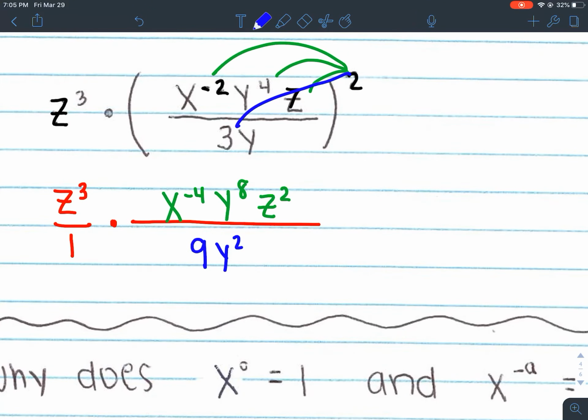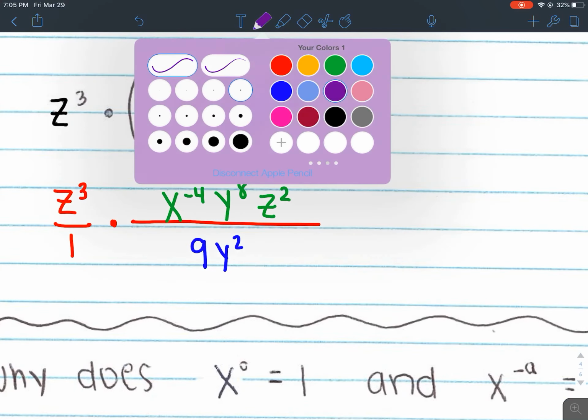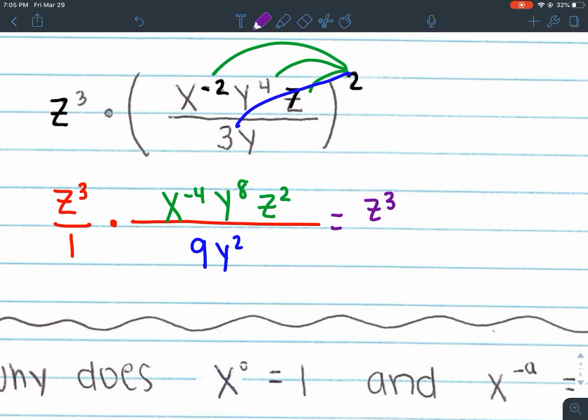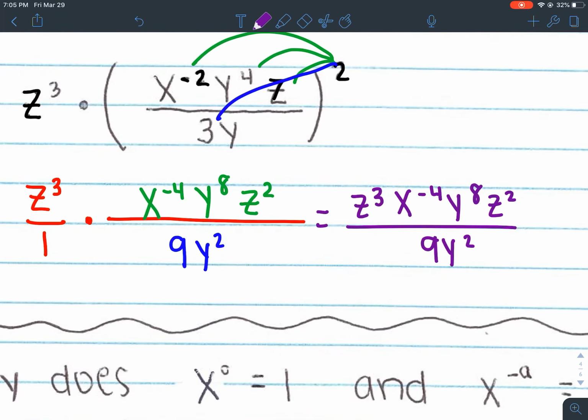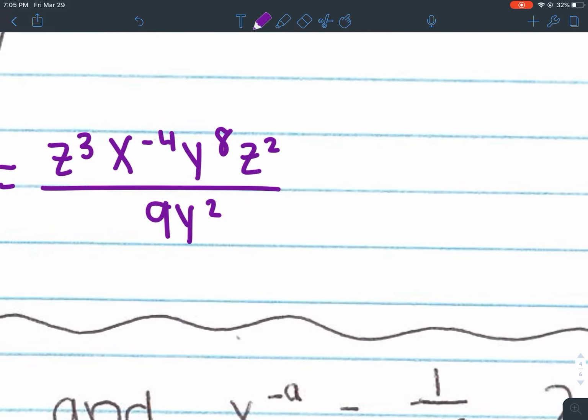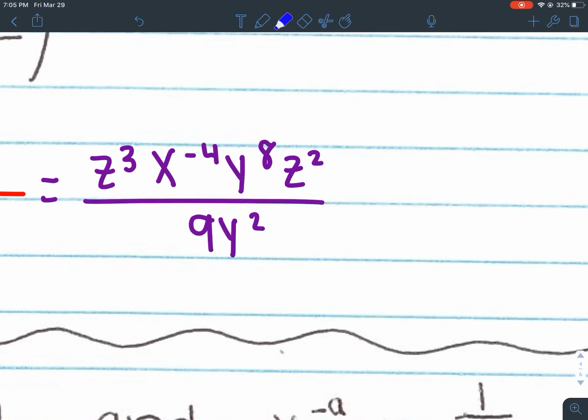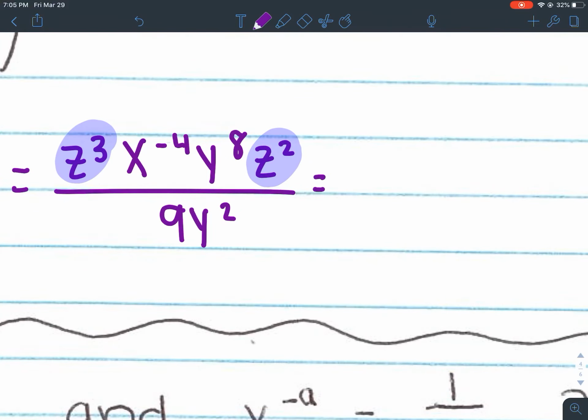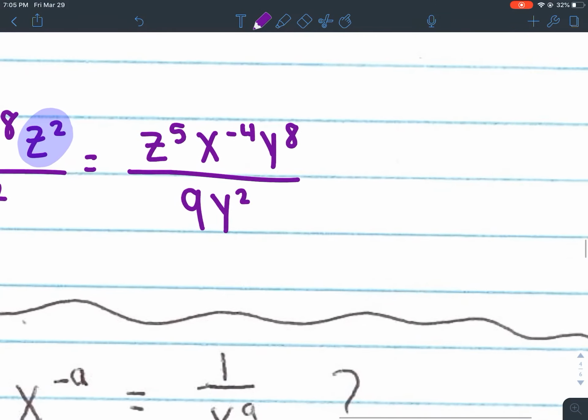Okay? Now since the parentheses are gone, I can go ahead and multiply this in here. So that's just going to give me z cubed times x to the negative 4, y to the 8th, z squared, all over 9y squared. All I've done is just move the z cubed in. I've copied everything else down. Alright, so here, let's look at the numerator, see if I can simplify that. I know I can combine these z's here, so let's go ahead and do that. We have z to the 5th, x to the negative 4, y to the 8th, all over 9y squared.